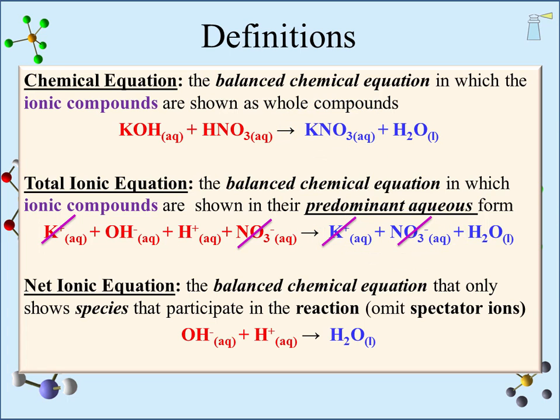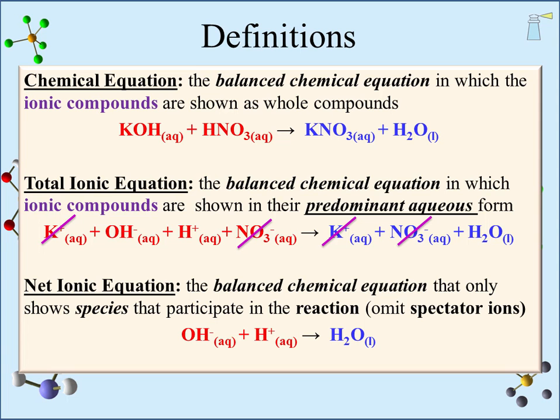So, why spend the time and energy getting a net ionic equation? By comparing the net ionic equation to either the chemical equation or the total ionic equation, we can see its attraction. The net ionic equation just shows the relevant parts of the reaction, which makes it easier to follow. Simplicity is its goal.